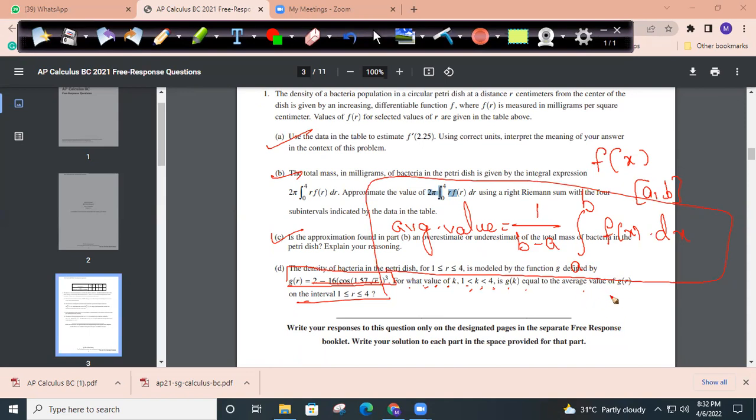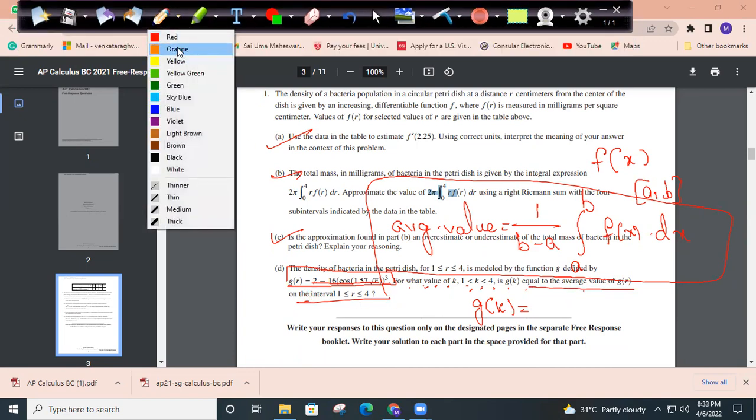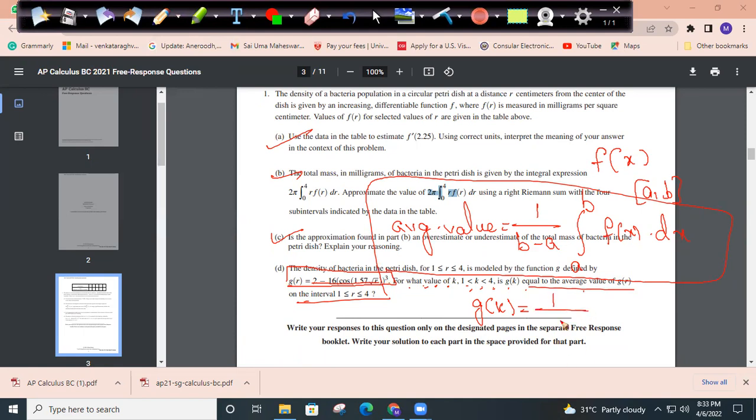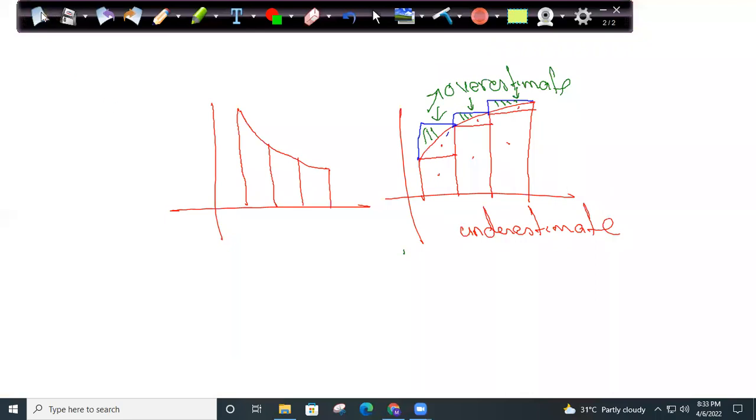So I want to find that g of k is equal to the average value of g of r in the interval 1 to 4. So I'll write 1 upon b minus a, which is 4 minus 1, integral of 1 to 4 g of r dr. So I'll write it on the whiteboard. g of k is equal to 1 upon 4 minus 1, integral of 1 to 4 of g of r dr.